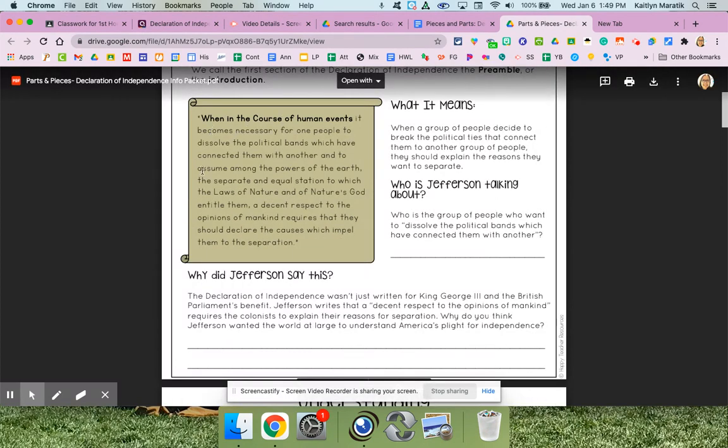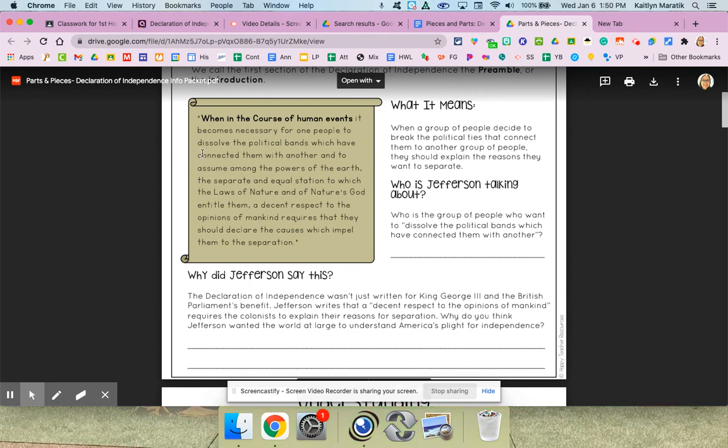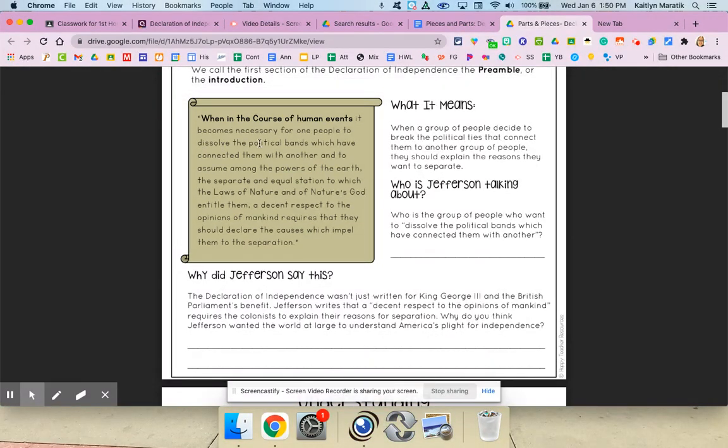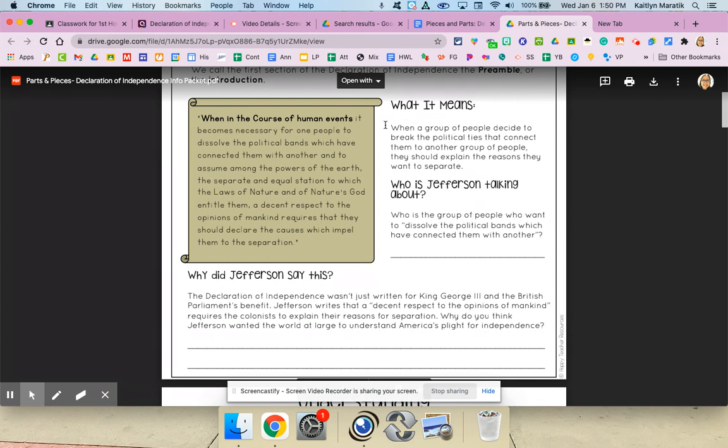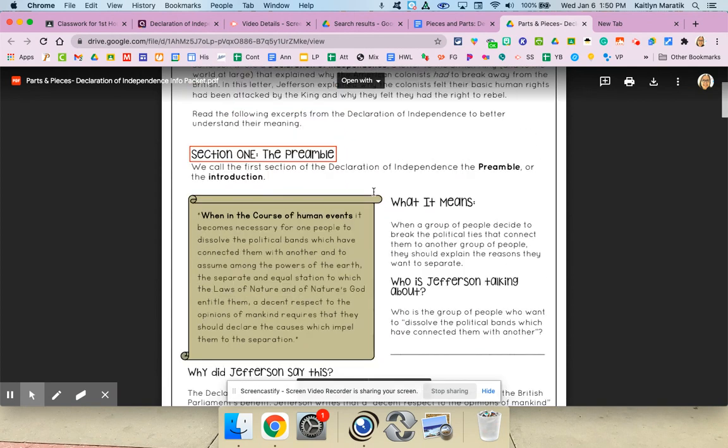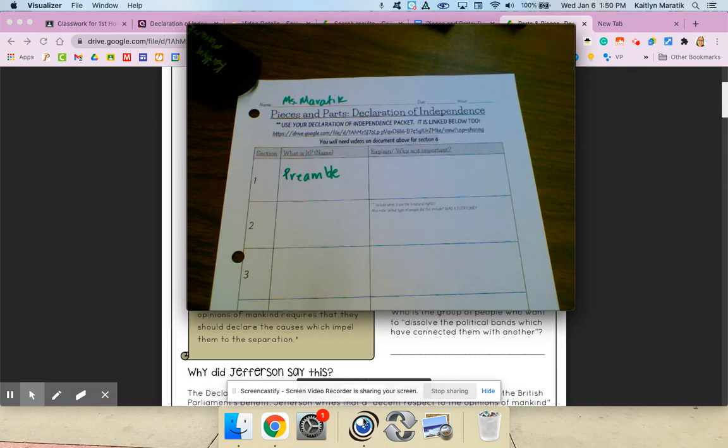When in the course of human events it becomes necessary for one people to dissolve the political bonds. Go ahead, read through this. It is broken up a little bit here, and what does it mean? When a group of people decide to break the political bonds that connect them to another group of people, they should explain the reasons they want to separate. Really, this is introducing the fact that they're breaking away from England. If you want to think about it, I got 2 kind of interesting examples. One, you can think about this as an essay. This is the introduction paragraph. Here's our Declaration of Independence. This is what you are going to read about.